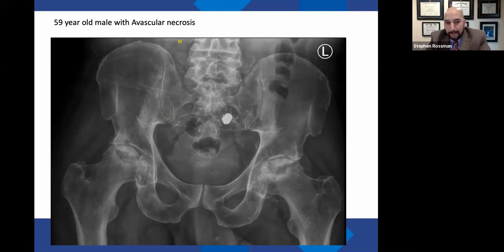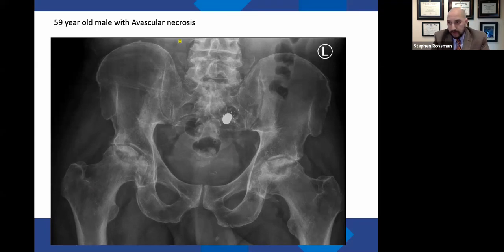What happens is the bone that's directly underneath the cartilage starts dying. As it dies, the bone collapses, and then the cartilage above it collapses as well, and then you develop arthritis. This person developed this on both of his hips. AVN, or avascular necrosis, is in general common in two conditions: alcoholics, a lot of alcohol use, or chronic high dose steroid use.